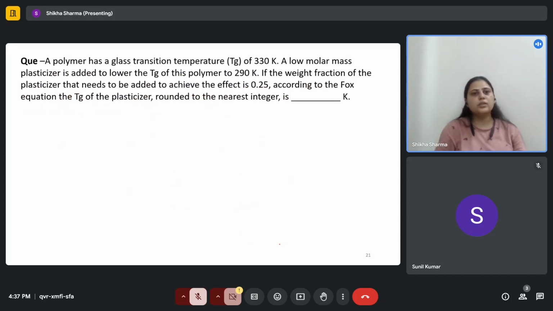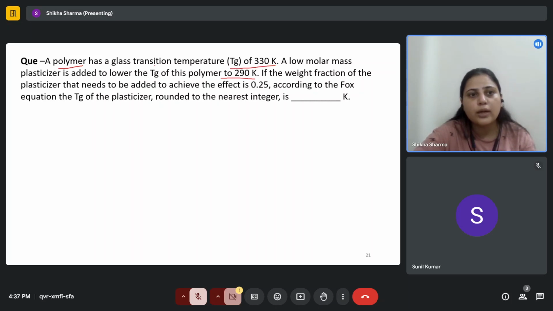So the next question is, a polymer has a glass transition temperature of 330 Kelvin. A low molar mass plasticizer is added to lower the Tg of this polymer to 290 Kelvin. So we have one polymer whose glass transition temperature is given as 330 Kelvin. Then we are adding a plasticizer, and it is decreasing the glass transition temperature of this polymer, bringing it from 330 to 290 Kelvin.